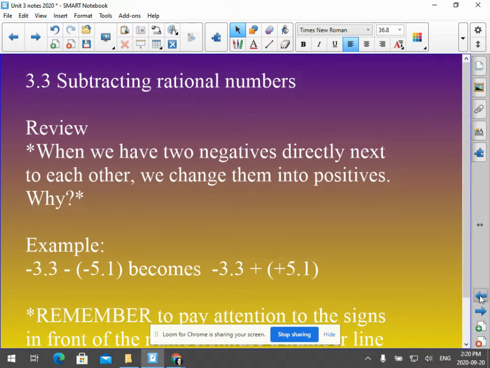So it's your integer rules. When we have two negatives directly next to each other, we change them into positives. Okay, so I'm not sure if you guys remember why. This is going way back a couple of years ago. With the example here, if I have negative 3.3 and I'm subtracting negative 5.1, it's actually becoming negative 3.3 plus positive 5.1.